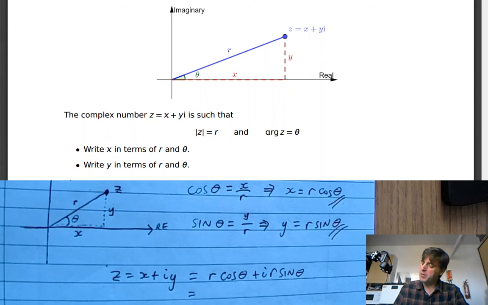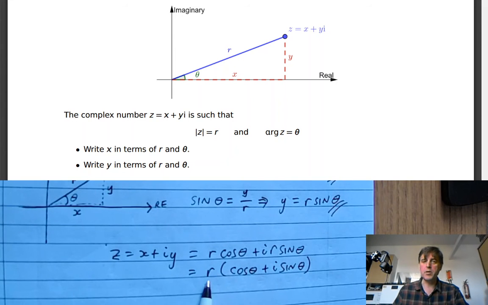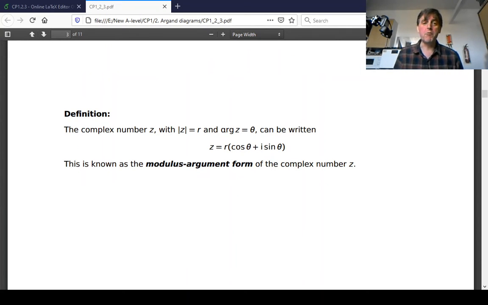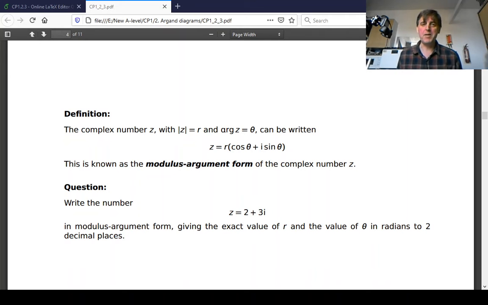However, what we could do here is also factorize out the r, because I can see that appears in both terms here. So more commonly, we would write the complex number z as r times (cos theta plus i sine theta), like this, where the number r here is the modulus and the theta here is the argument of that complex number. And when we do that, this is what we call the modulus argument form of the complex number.